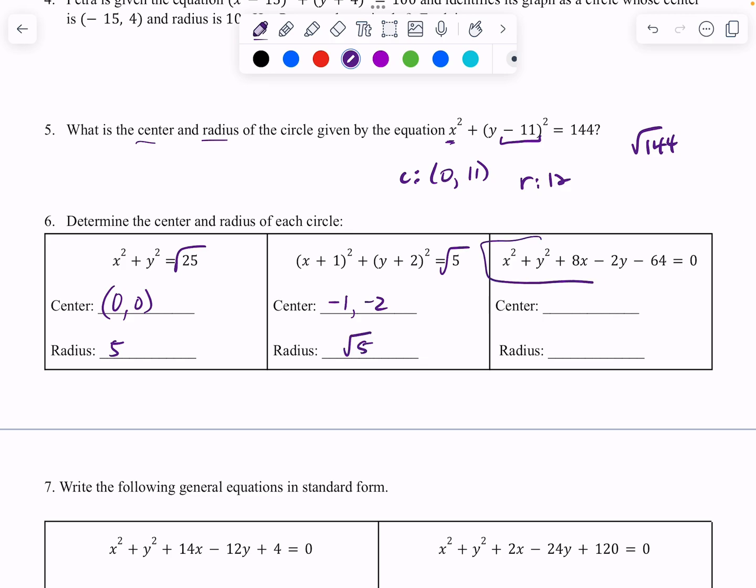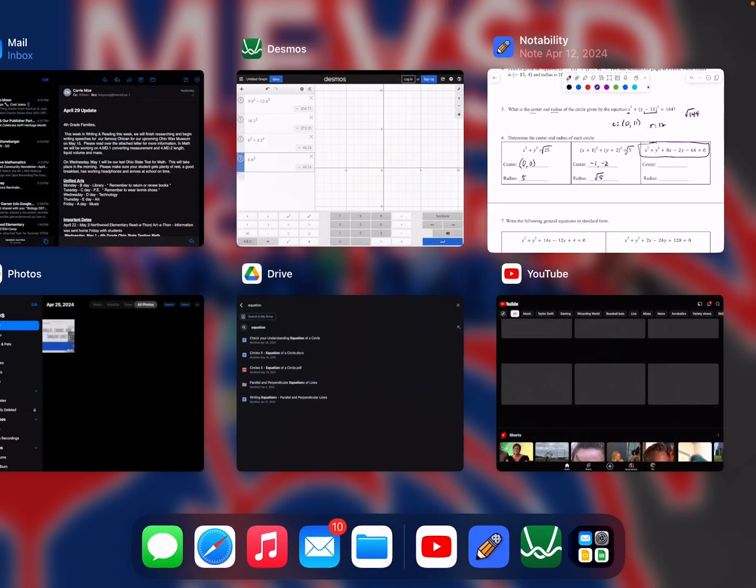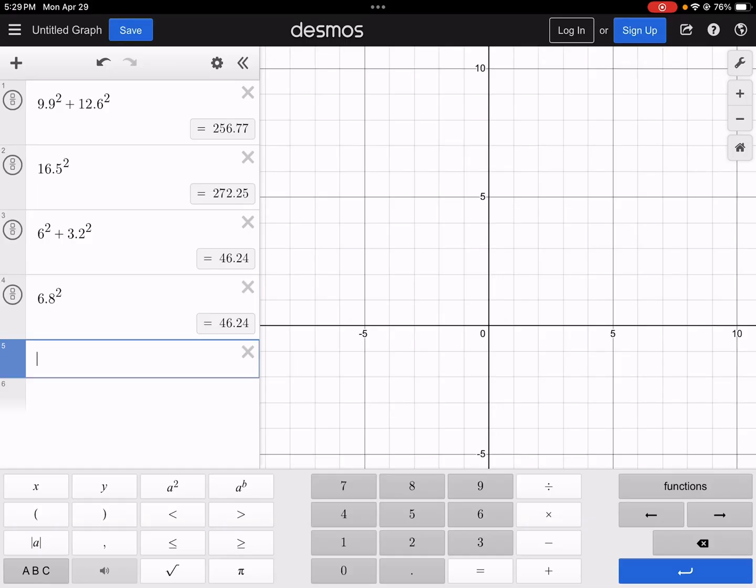Here's our first example of this hot mess, right? Where I don't even know where to begin. It's not in the equation that we're familiar with. So essentially, I need to type this into Desmos so I can gather some information. So bear with me here as I type this in.